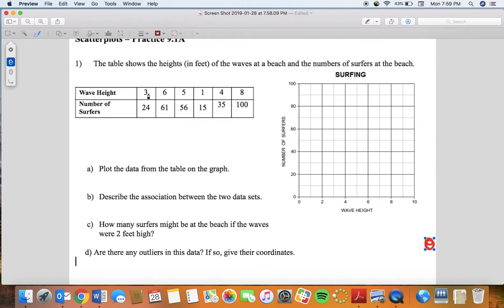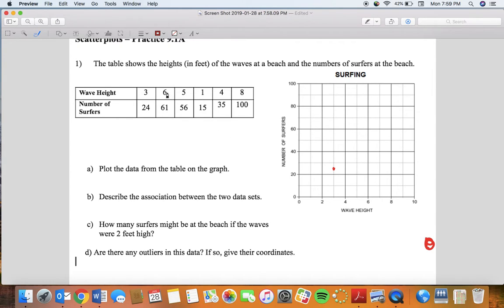My first point is at (3, 24). So on my wave height, my X, I'm going to go to 3. It's halfway between 2 and 4, and then I'm going to go to 24. Here's 20. The next line is 30, so I'm going to be a little bit under halfway. There's my point.